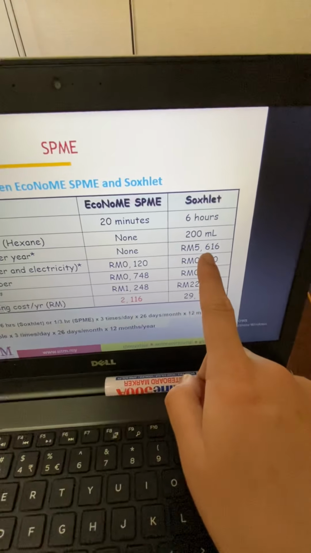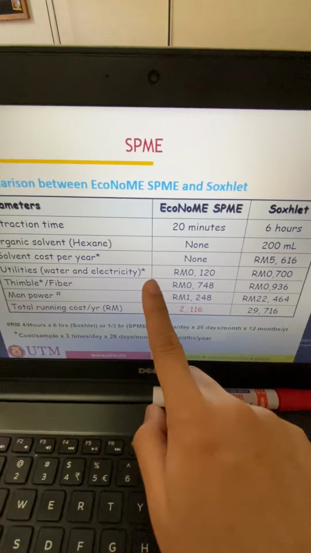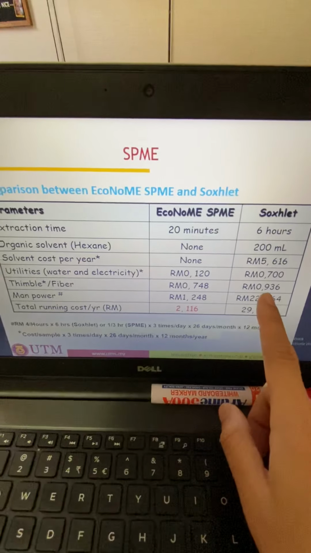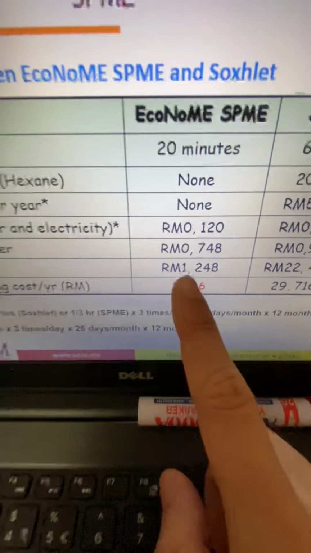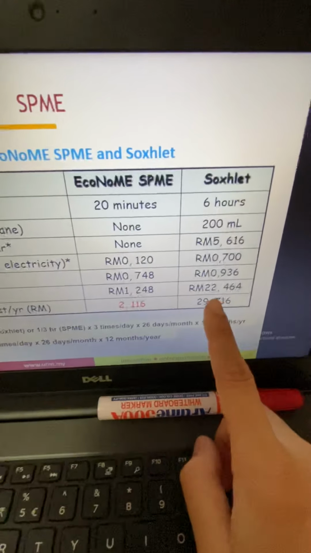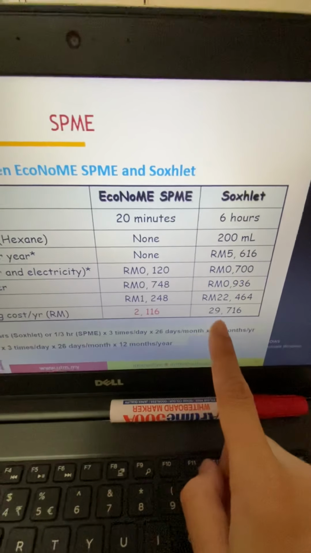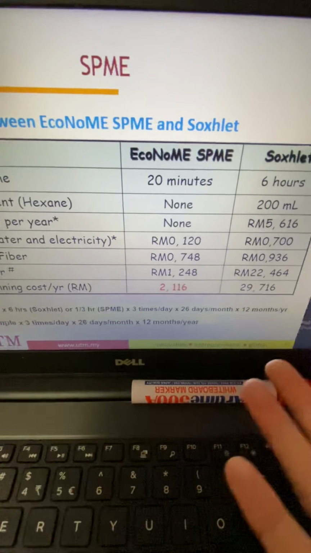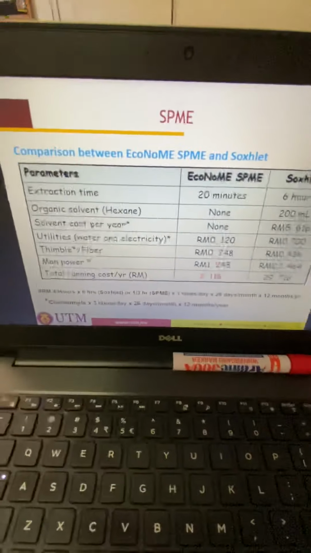This is how you foresee your solvent cost. Electricity is more because you use more heating. Thimble and fiber: you are using more thimbles over here, while this one is using the SPME fiber. Okay, manpower 22,000 is when you are doing 6 hours. Imagine if you are doing 16 hours. And the total cost is only 2,000, and this one is 29. Why 2,000? Because as I said a few days ago, the SPME fiber can cost you up to 600 or 1,000 ringgit. Everything else is the labor.